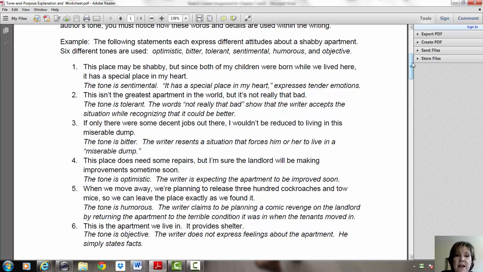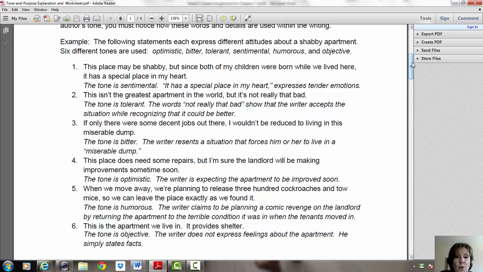Number 3: If only there were some decent jobs out there, I wouldn't be reduced to living in this miserable dump. That tone is bitter. The writer resents a situation that forces him or her to live in a miserable dump. So that's a bitter tone. Number 4: This place does need some repairs, but I'm sure the landlord will be making improvements sometime soon. Well, what would be the mood for that? It's optimistic. The writer's expecting the apartment to be improved soon.